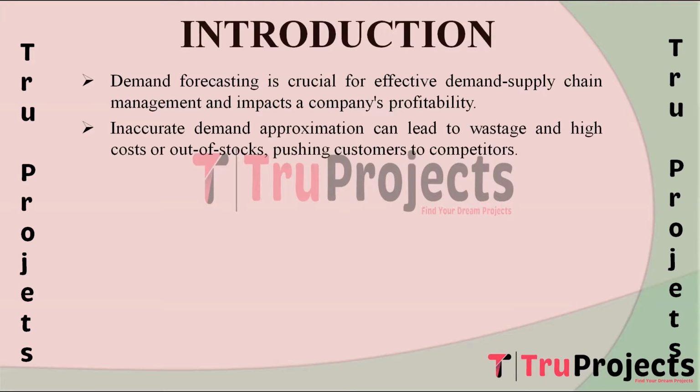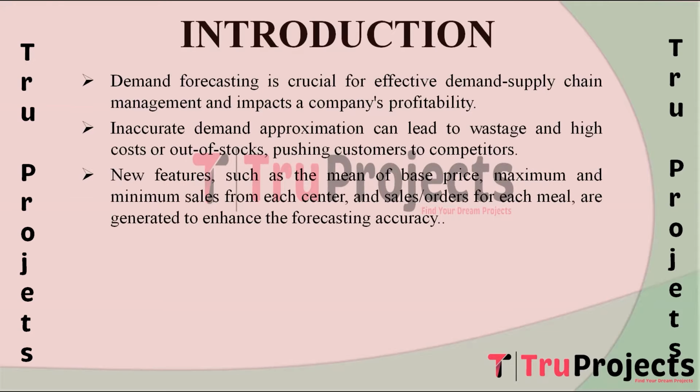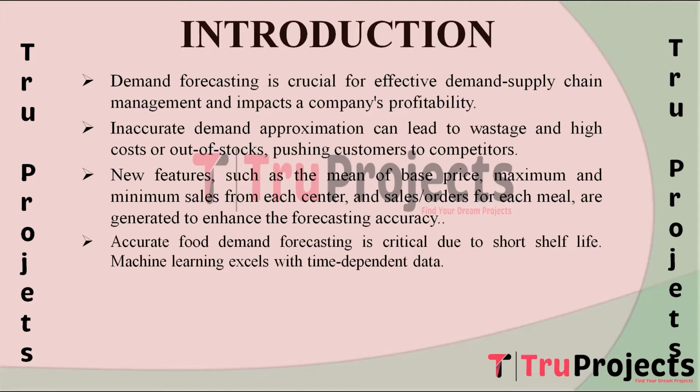This point highlights the consequences of getting demand forecasting wrong. Overestimating or underestimating demand can result in issues such as excess inventory, leading to waste and higher operational costs, or stockouts, which can drive customers to competitors. It's mentioned that additional data features like the average base price, maximum and minimum sales per sales center, and sales or orders data per meal have been introduced.